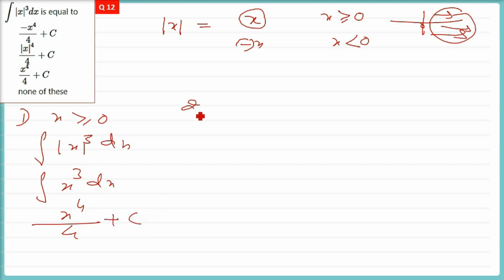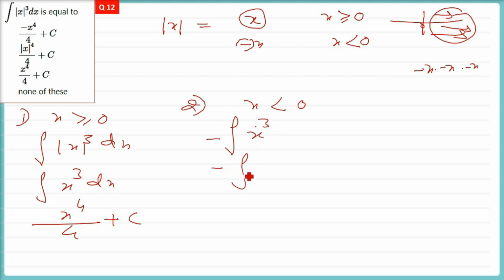It's a straightforward integration. In the second case, x is less than 0. When x is less than 0, modulus x will give you negative x, as I showed you earlier. You can consider it like this: negative x into negative x into negative x.